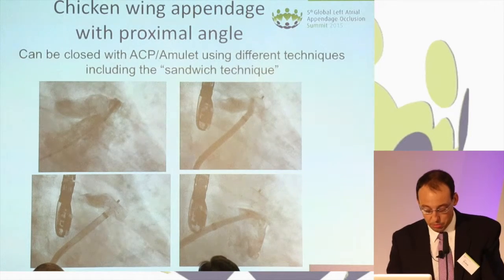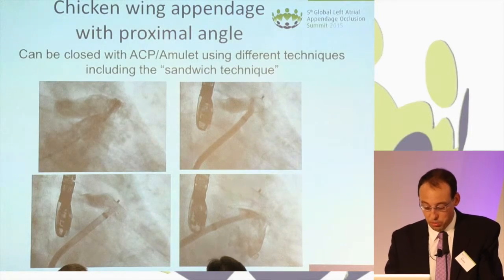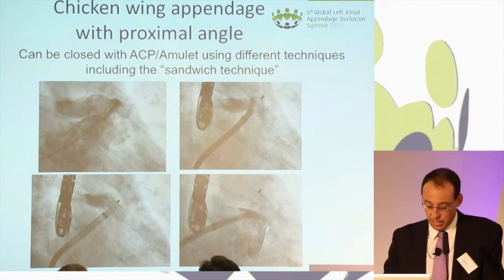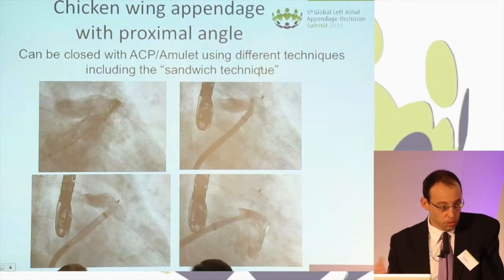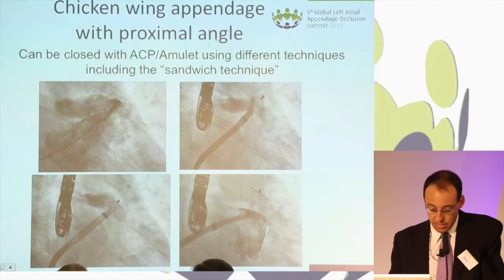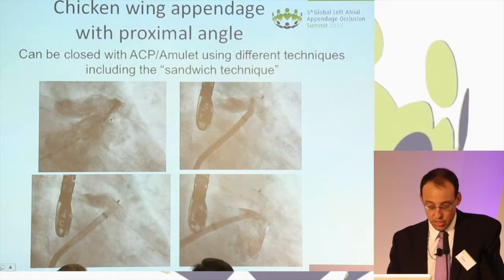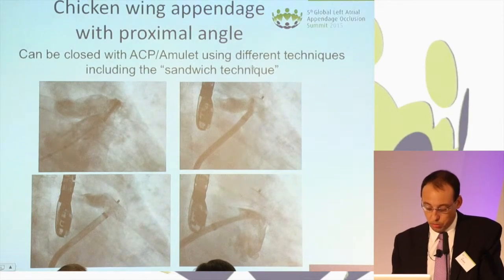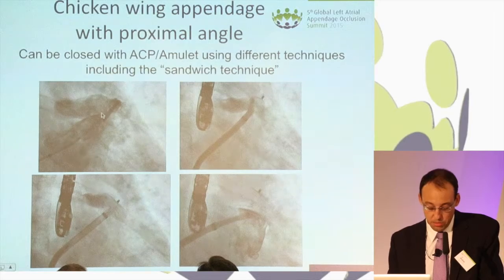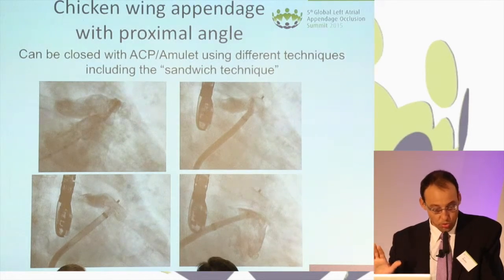So this is something that we are closing often quite easily with the Amulet, using a different technique. There's a technique called the neck technique, where you typically deploy the device in the proximal portion of this appendage, in the regular fashion. But there's another technique, the sandwich technique, where you can consider deploying your device more distally after the curve, the lobe, and then retract the appendage and deploy the disc over the ostium.